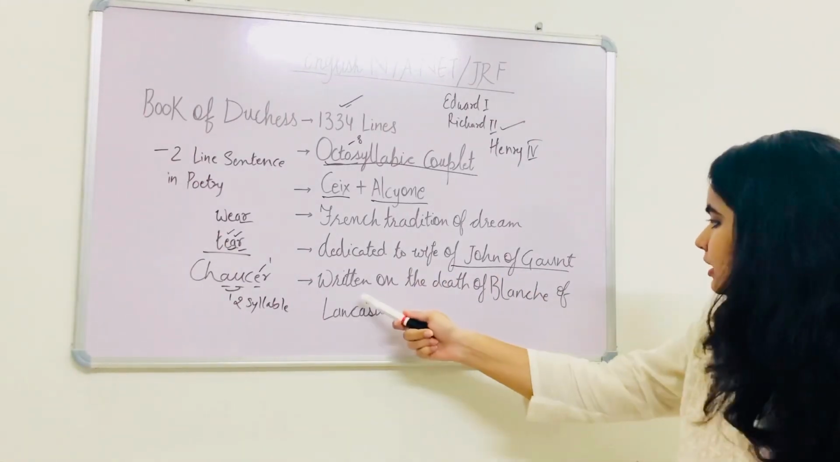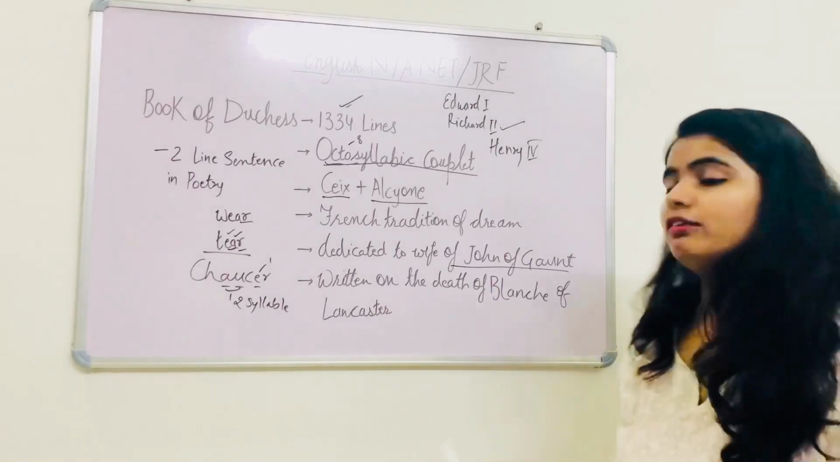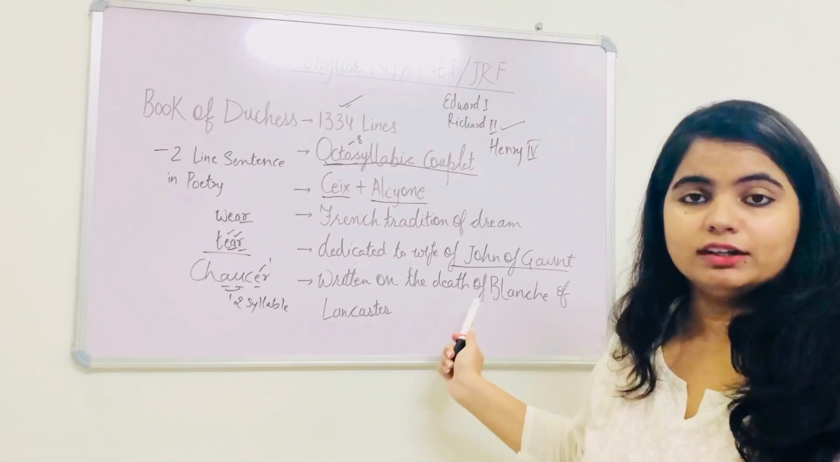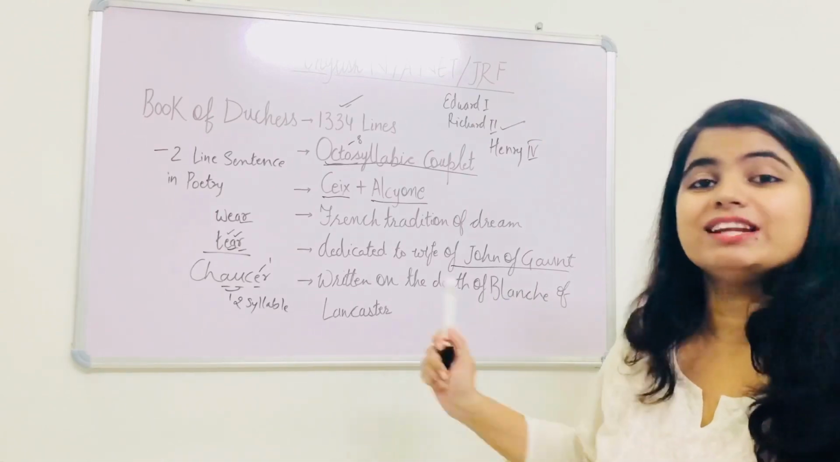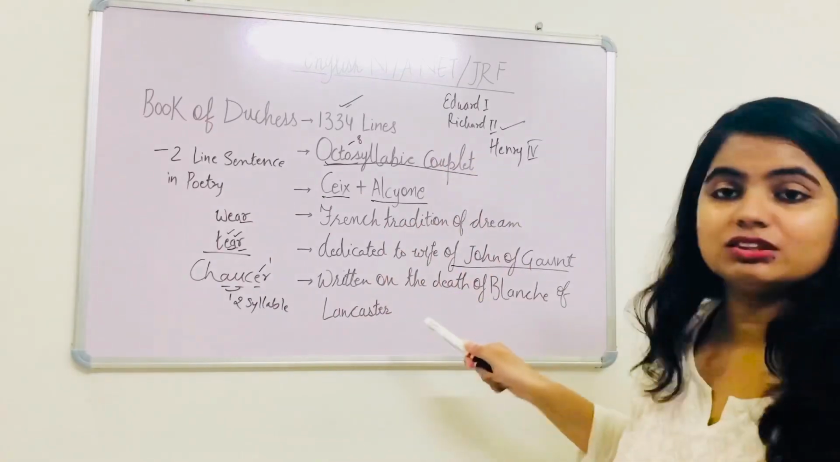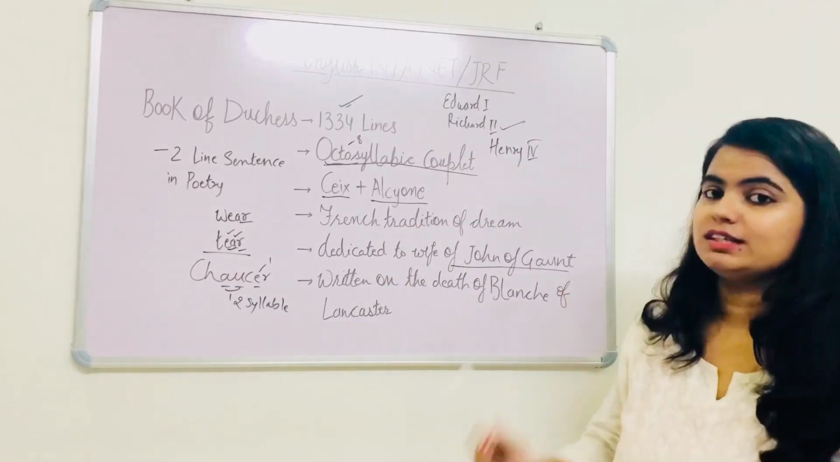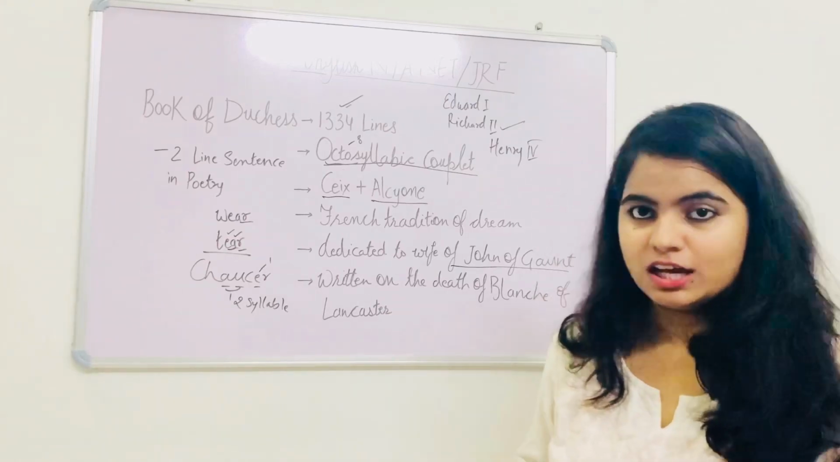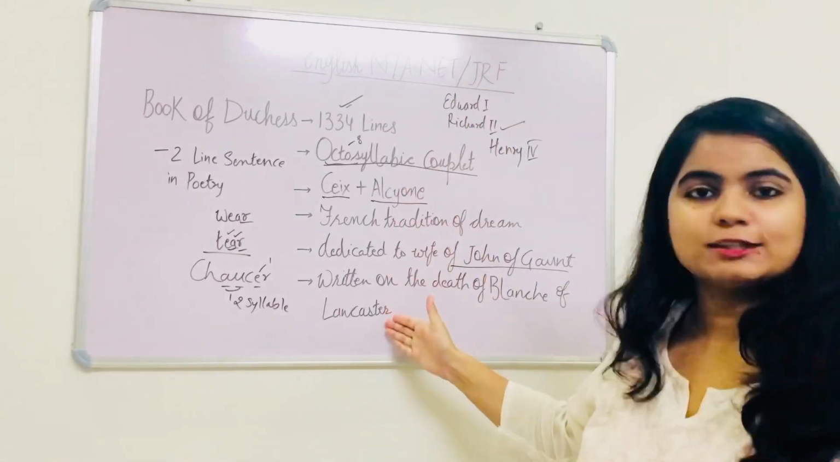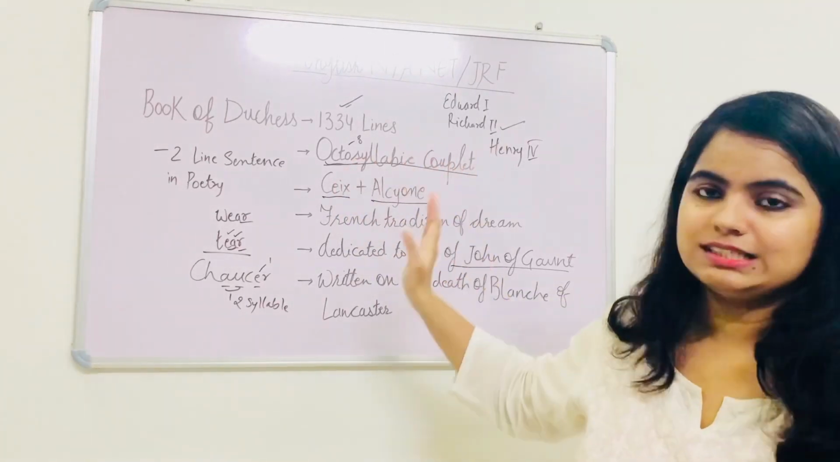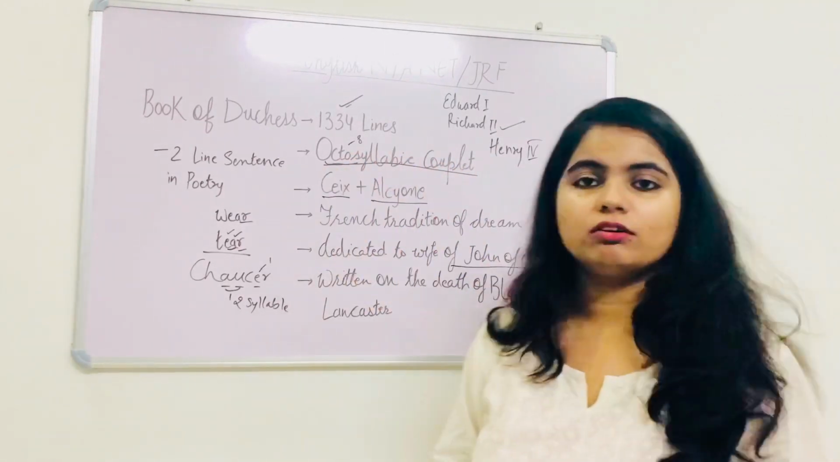And then it was written on the death of Blanche of Lancaster. She was the wife of John of Gaunt. Who was she? Blanche of Lancaster, right? So you have to remember these major things, like this poem was written on the death of Blanche of Lancaster. These are the major things here, and you have also covered octosyllabic couplet. So these are the things for the Book of the Duchess.